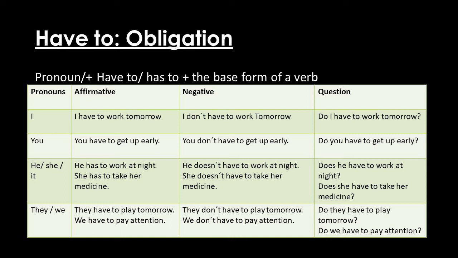Now, for negative statements, we use the pronoun, then we use an auxiliary verb. In this case, it could be "don't" or "doesn't." Remember that we use "do" for I, you, they, and we, and "does" for he, she, and it. So, for example, I don't have to work tomorrow. You don't have to get up early. He doesn't have to work at night.